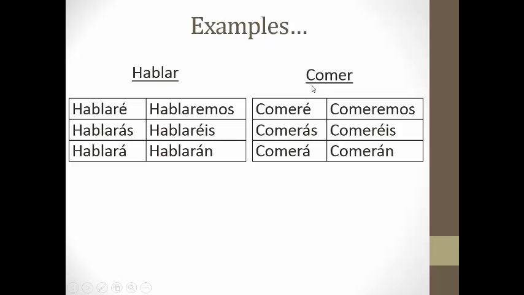Let's look at the conjugation for comer in the future tense. We have comeré, comerás, comerá, comeremos, comerán.